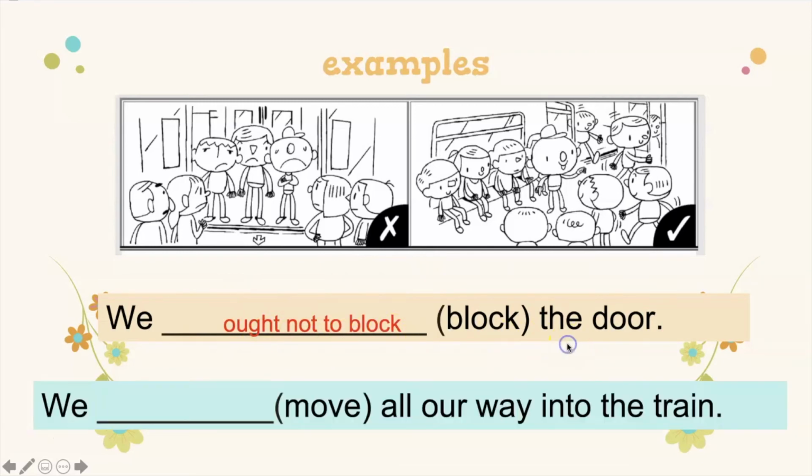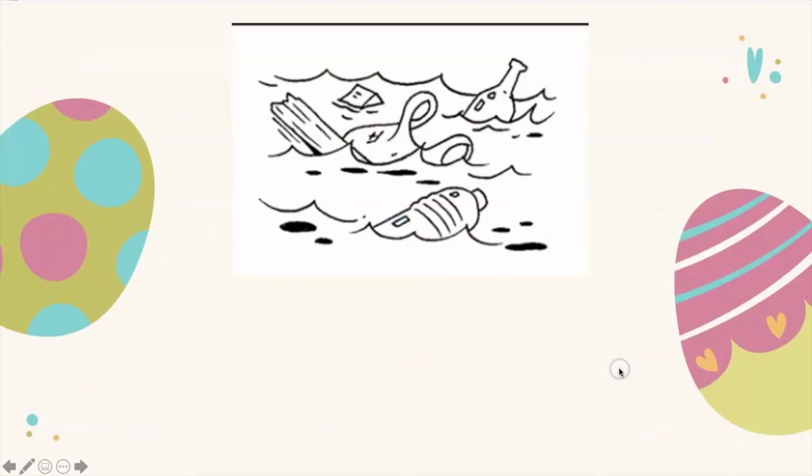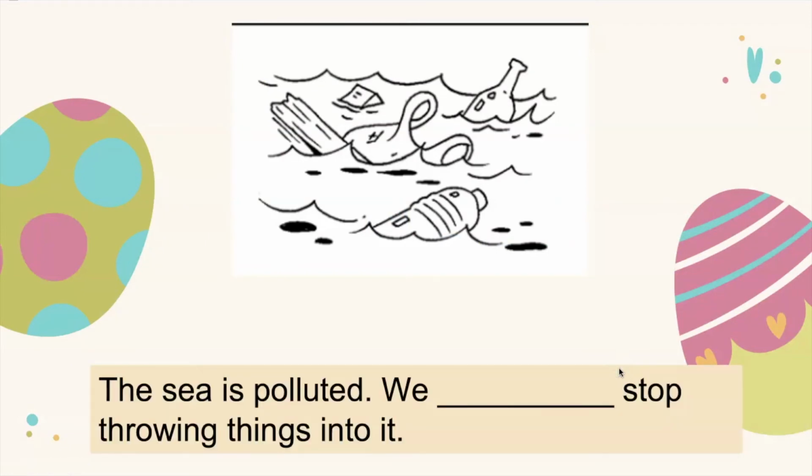Next one. We our way into the train. What should the answer be? Yes, we ought to move our way into the train. So here comes the challenge. Look at the picture. How would you finish the sentence? The sea is polluted. We stop throwing things into it.